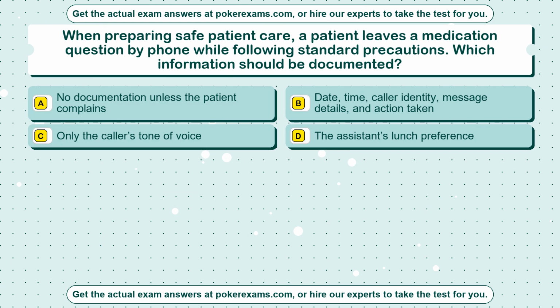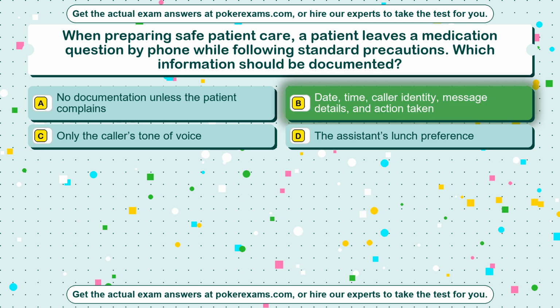Question 55. When preparing safe patient care, a patient leaves a medication question by phone while following standard precautions. Which information should be documented? Option A, no documentation unless the patient complains. Option B, date, time, caller identity, message details, and action taken. Option C, only the caller's tone of voice. Option D, the assistant's lunch preference.